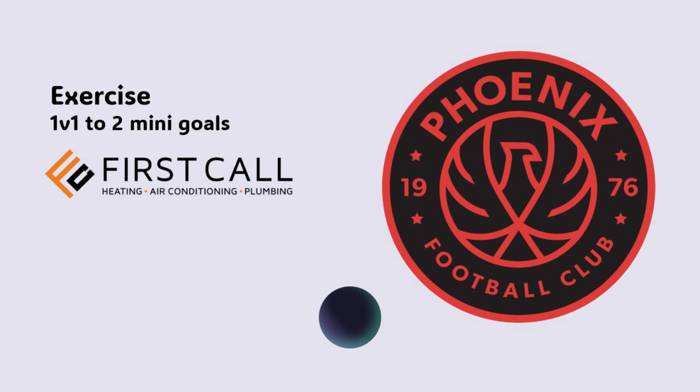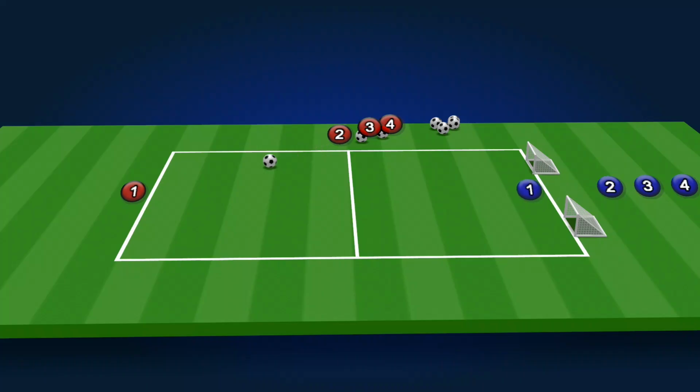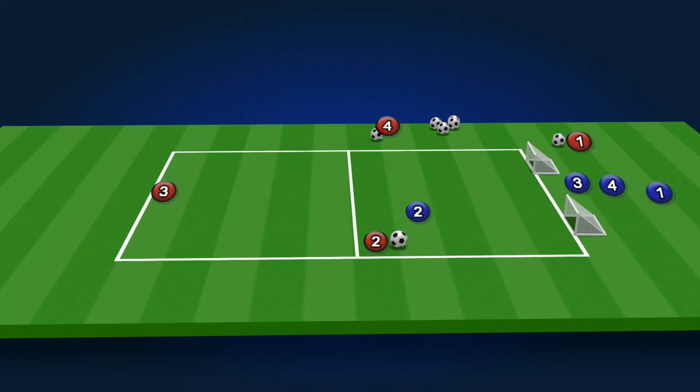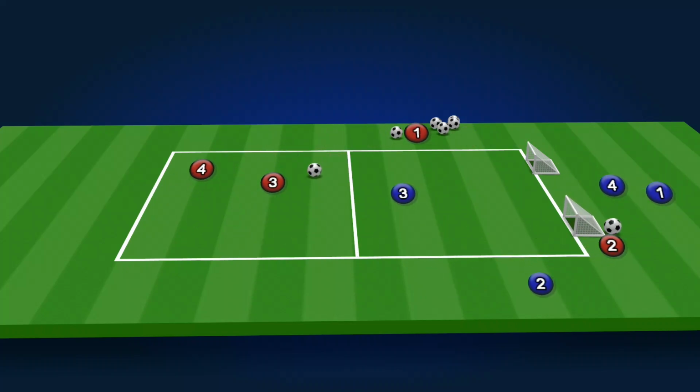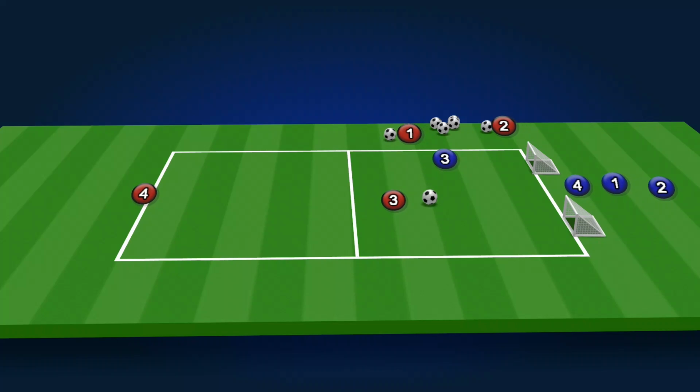In the 1v1 to 2 mini goals exercise, start with a 10 by 20 yard space and set up based on the diagram. The action begins with player 1 passing the ball to player 2 who enters the pitch. This player is closed down by a defender to create a 1v1 situation to score. If the defender wins the ball, they can dribble to the end line to score a point. Players should rotate lines after every action.